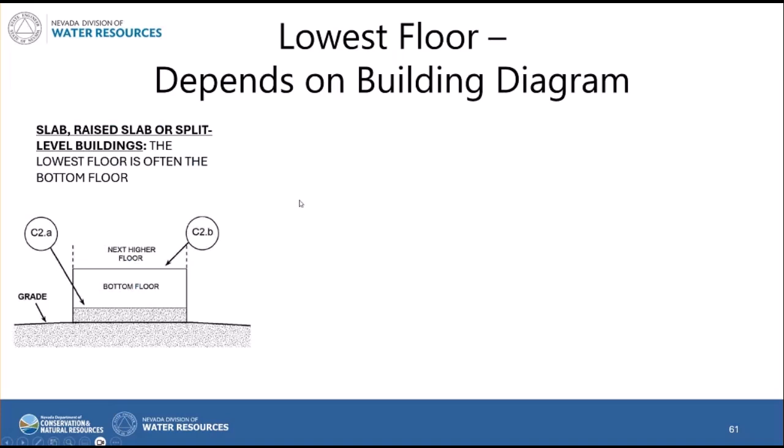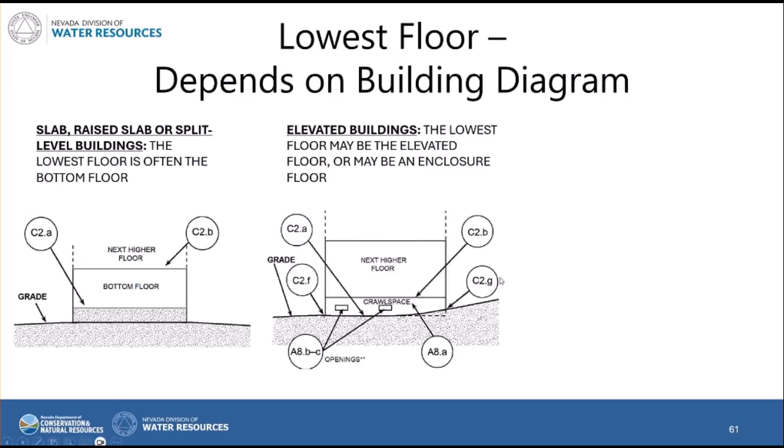So the lowest floor depends on a few things: one is the building diagram, another is the flood zone, and another is what's going on with the various parts of an enclosure or attached garage. So the lowest floor depends on the building diagram. If it's a raised slab or split level building, the bottom floor, the one with the least high elevation, remember that never changes, that's always C2A.